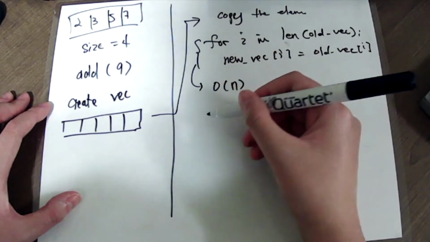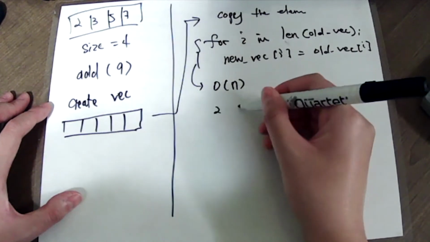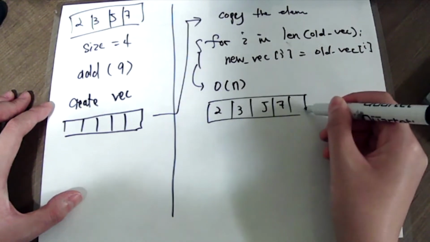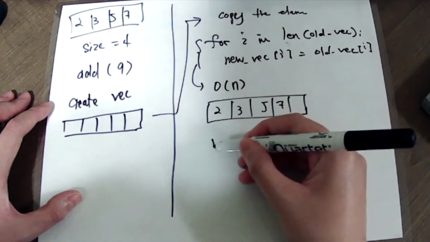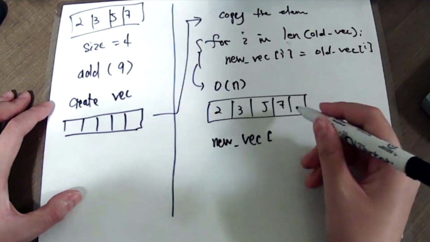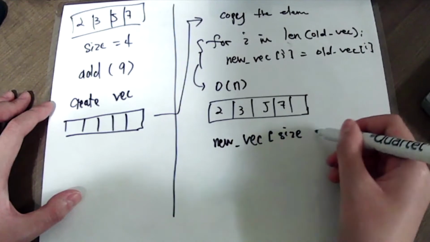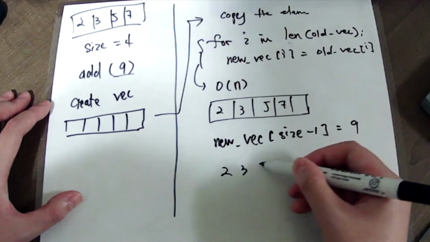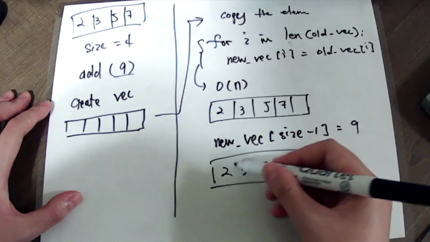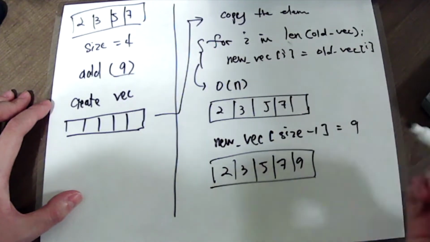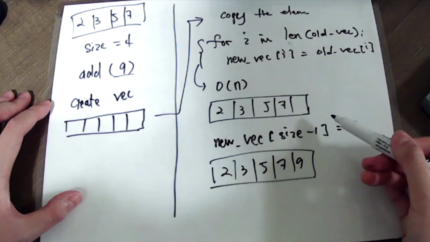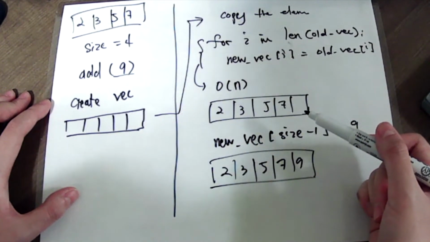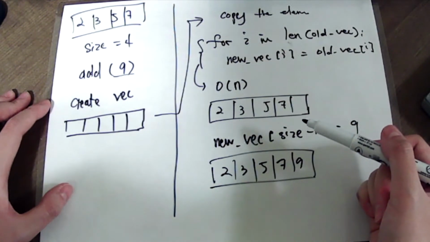The last step: so far the vector looks like 2, 3, 5, 7, and then an empty 5th position. The last thing we need to do is new vector, size minus 1, equals the element that we were trying to add. So now we have 2, 3, 5, 7, 9, the complete vector. As you can see, the problem with vector is adding a new element when the vector size reaches the limit. This causes a linear runtime, which is not really efficient. So we're going to introduce the linked list here.